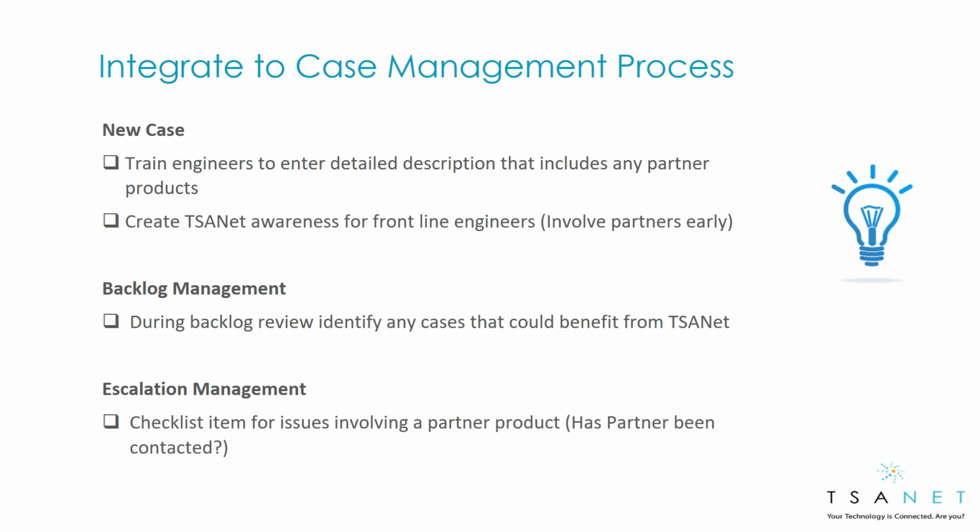So then the second area is integrating into the case management process. And we see three different areas here. So creating a new case, what we find a lot of members doing is making certain that when a new case is created, there's some clarity whether a partner is involved or not. And this could be instructing the engineers to make sure you have very verbose descriptions that include partner products, or maybe you have an environment section of the case, but making sure you have some place where you're identifying if another partner's products are involved, because that makes it much easier for managers and escalation engineers to identify opportunities for collaboration.